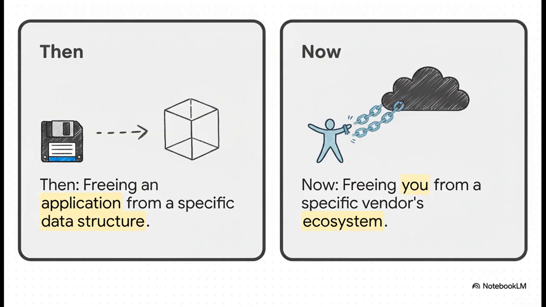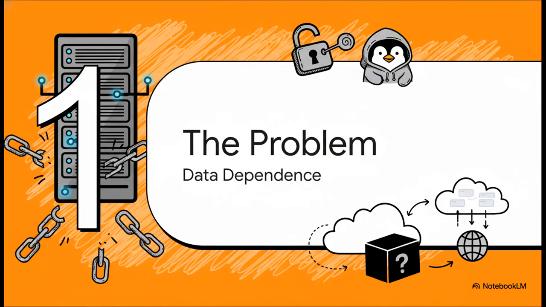Back then, the idea was about freeing an application from a data structure. But now, the new, modern fight is about freeing you from a specific vendor's ecosystem. It's the exact same core principle of separation, but now we're applying it to our entire digital lives. This brings us right to the heart of the conflict in our digital age: data dependence. The major operating systems that, let's face it, most of us use every single day, they aren't just products. They are platforms that are specifically engineered to make you dependent on their services.